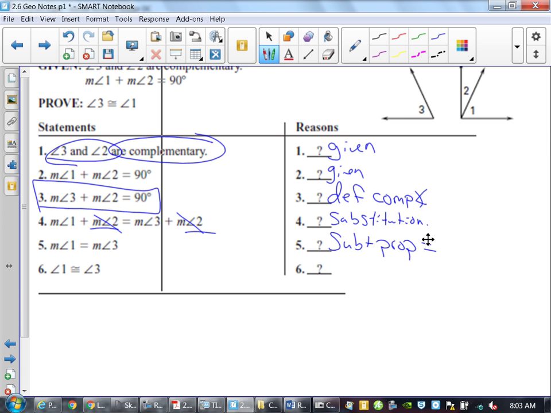Now, what do they do at the end? Very good. Definition of congruent. They switch signs.